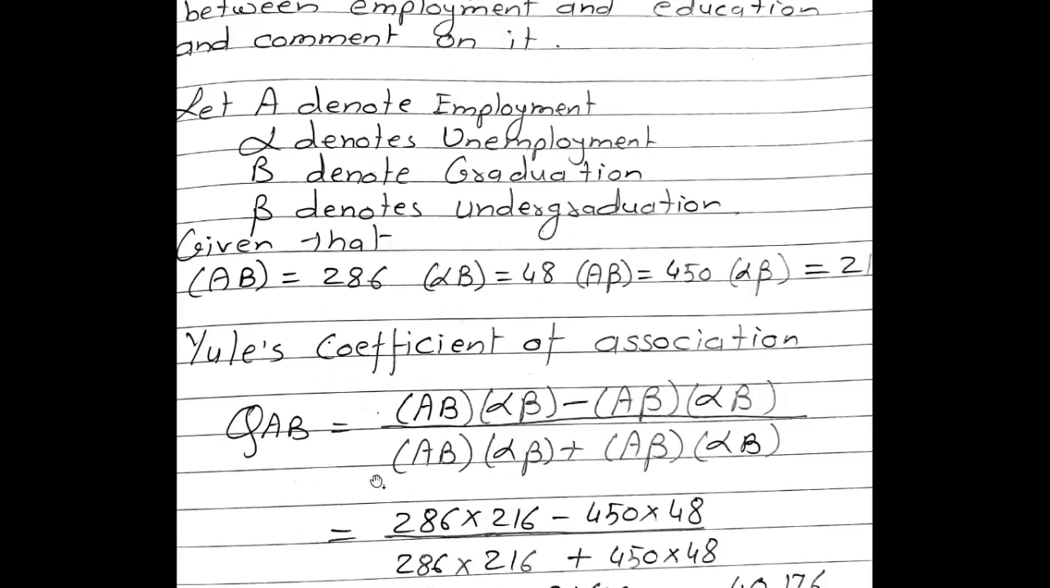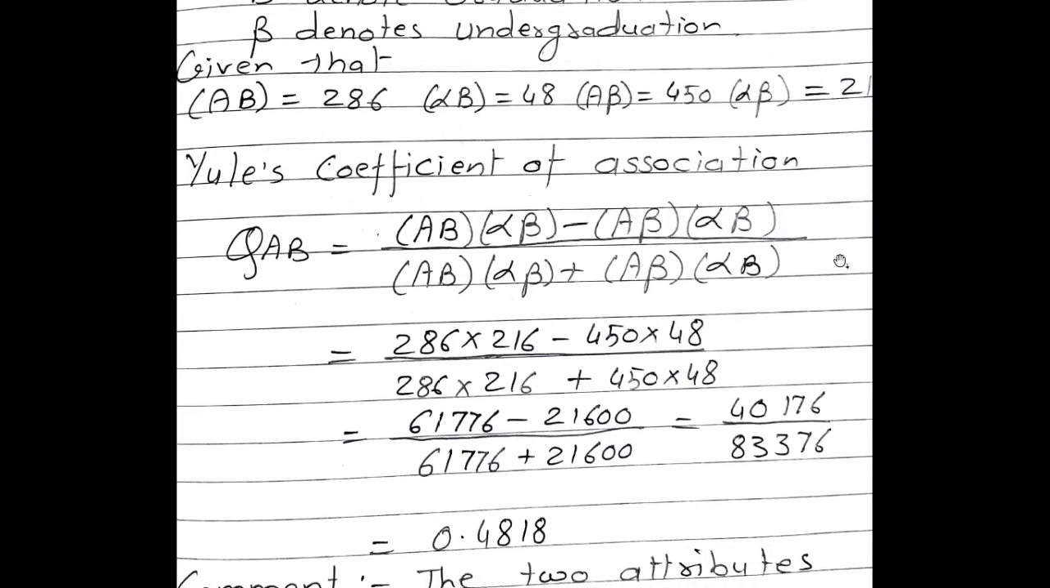The formula for Yule's coefficient of association is given by AB into alpha beta minus A beta into alpha B divided by AB into alpha beta plus A beta into alpha B. So we'll replace the values in the formula. 286 into 216 minus 450 into 48 divided by 286 into 216 plus 450 into 48.